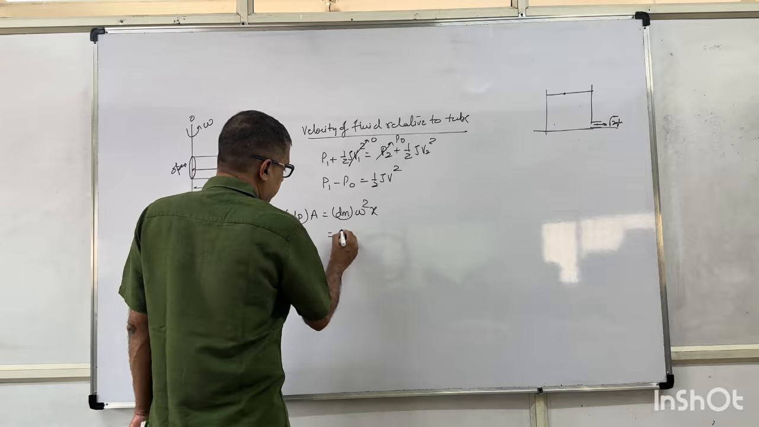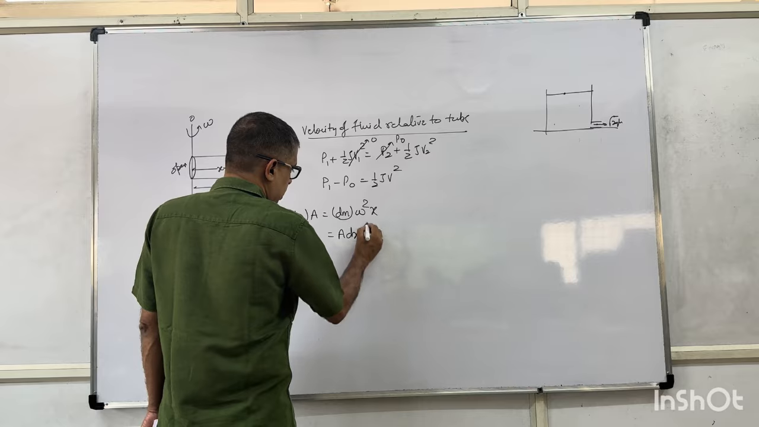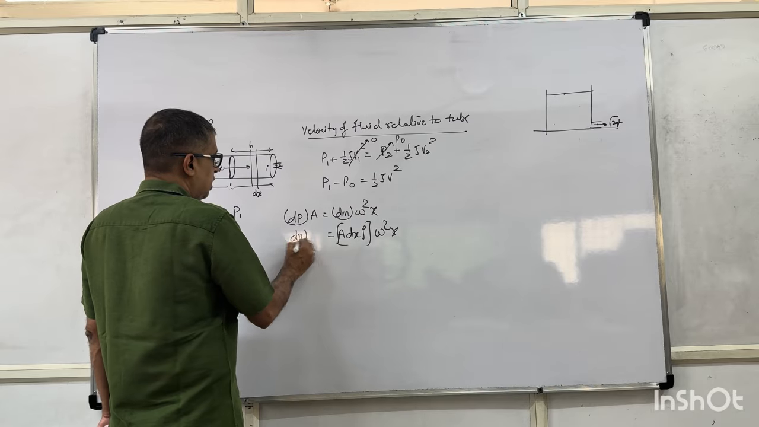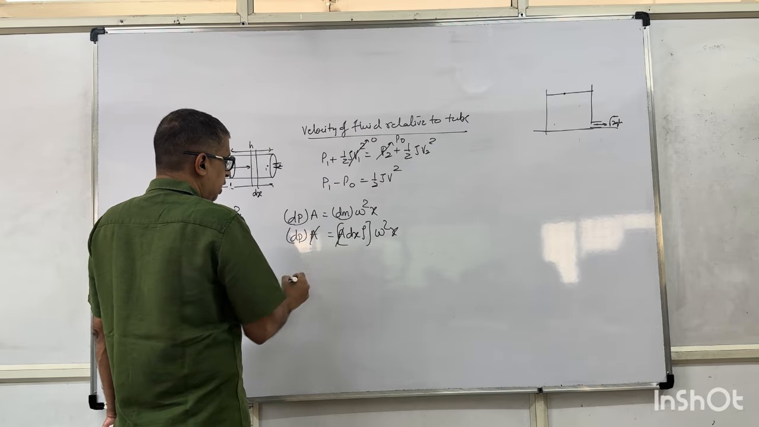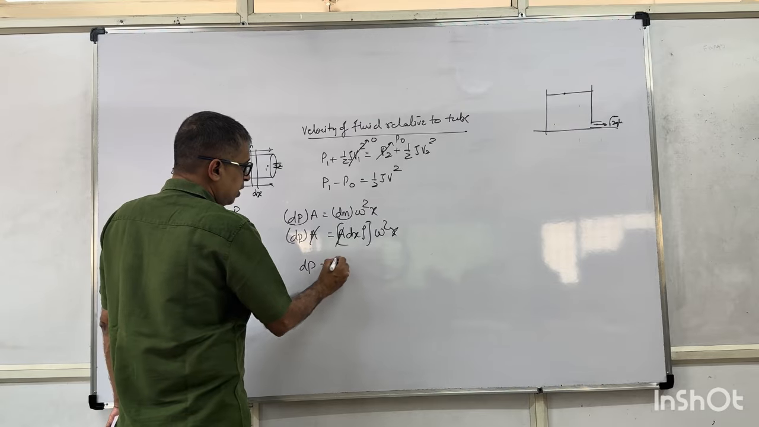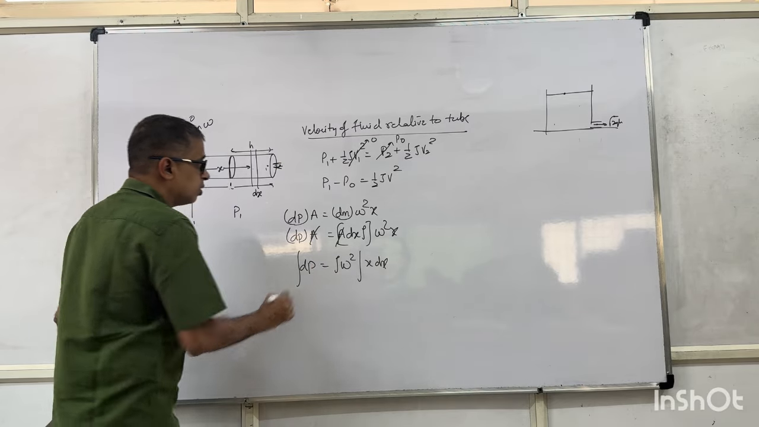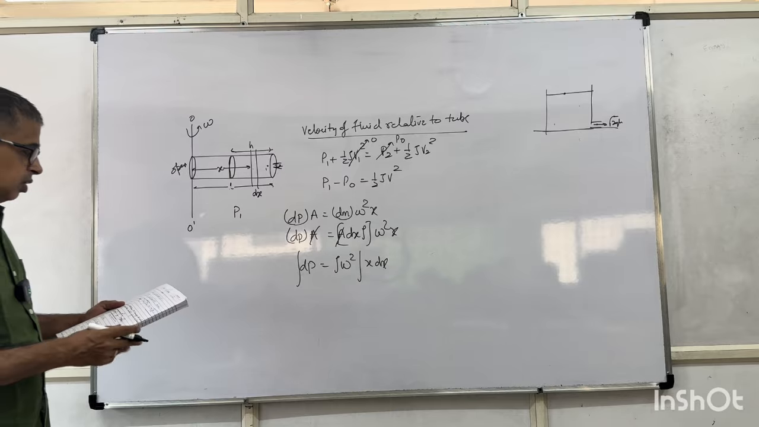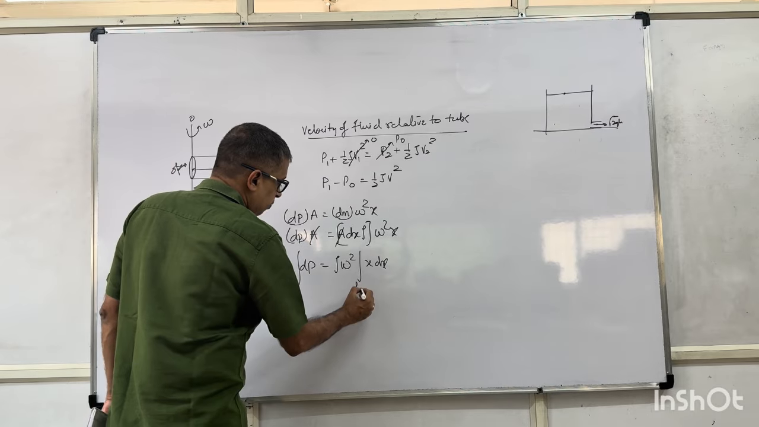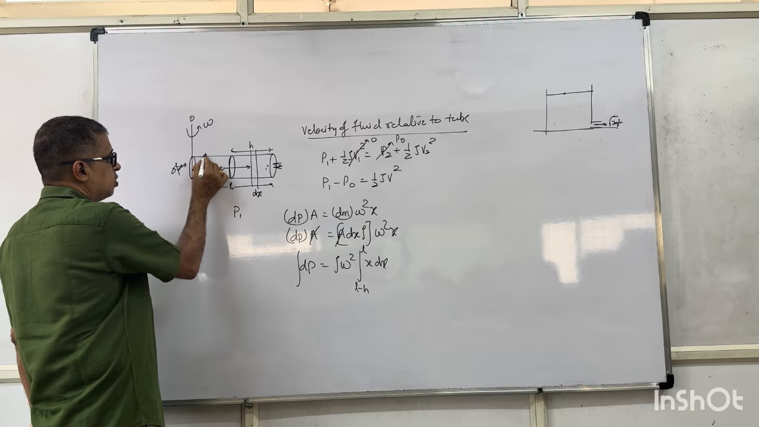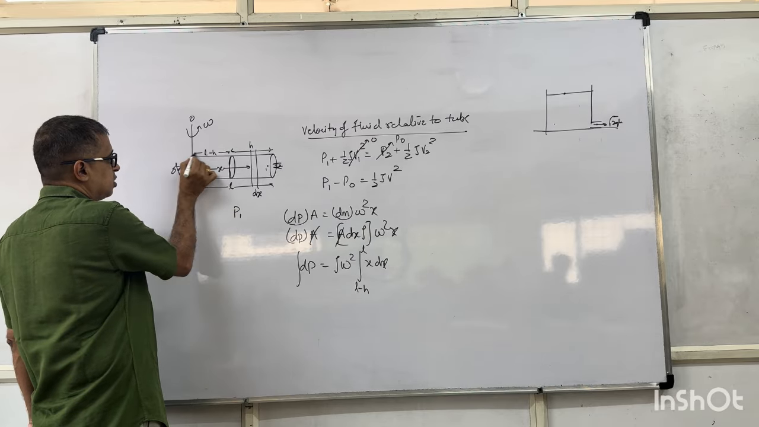This dm will be area of cross section into dx into rho, into omega square x. dp into A will go. dp is rho omega square integral x dx. Pressure difference, right? You are going from L minus H to L. Least value of x is L minus H.